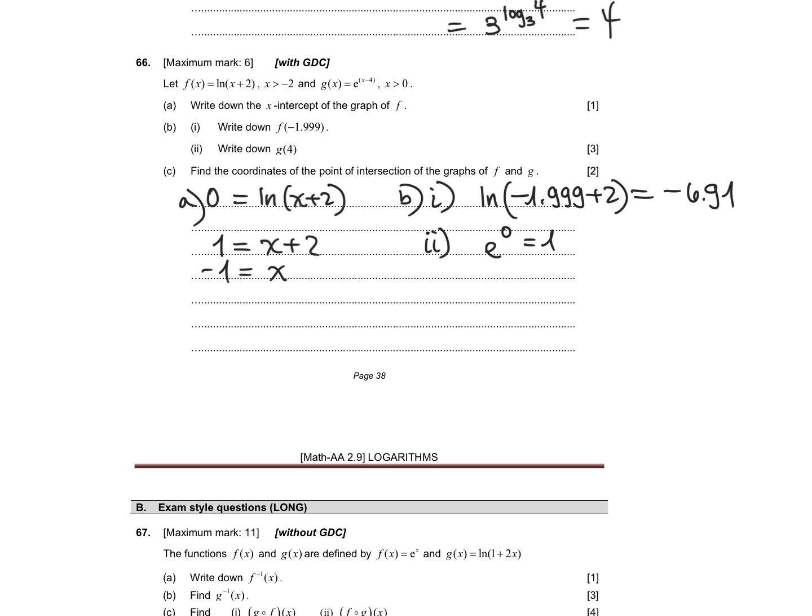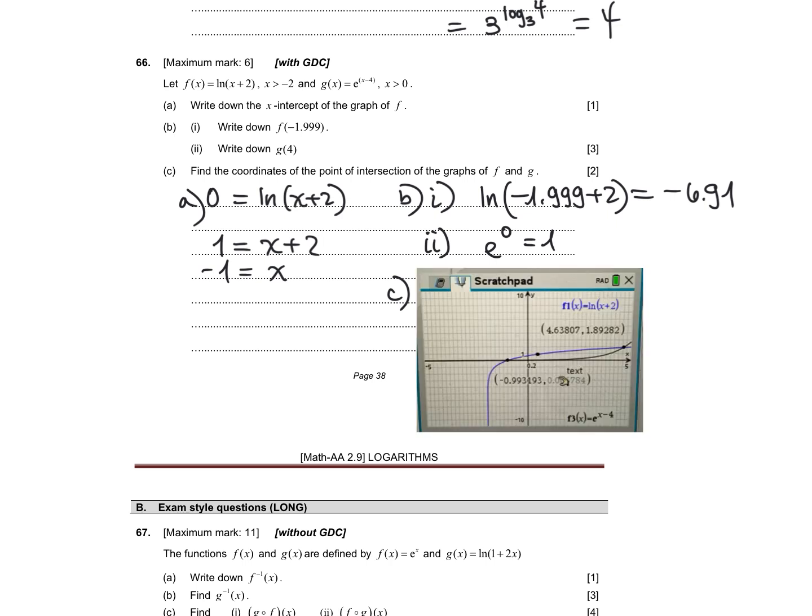For C, find the coordinates of the points of intersection of the graphs of f and g. This you need to graph, which is right there. So we've got those two. And that, with the hand over it, is 0.006784.